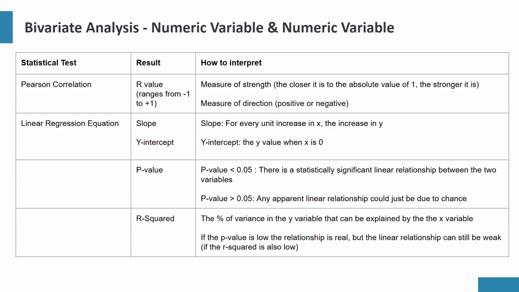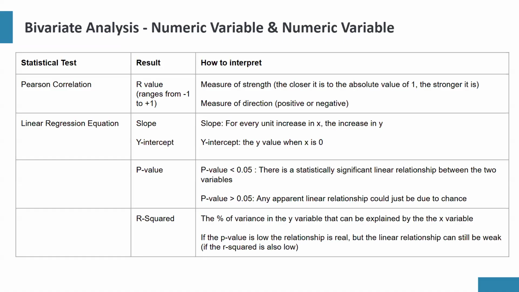The linear regression also produces a p-value. It's technically associated directly with the slope, but kind of applies to it all in general. If that p-value is less than 0.05, then we say the linear relationship is statistically significant. If the p-value is greater than 0.05, then we say any apparent linear relationship is not statistically significant.